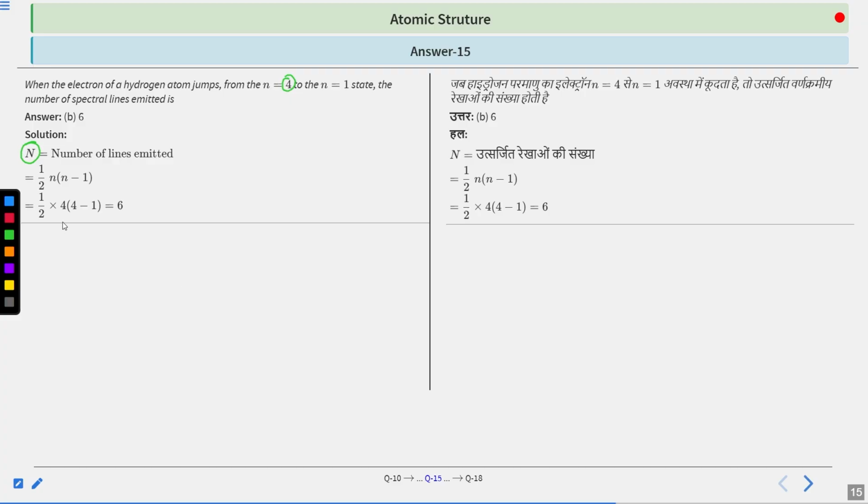So we'll keep small n equals 4. So 4 into (4 minus 1) by 2. Sorry, 4 into 3 by 2, so 2 into 3, and that will give you 6. So 6 is the correct answer. Clear? We have solved this type of question earlier also. Now moving on to the next question.